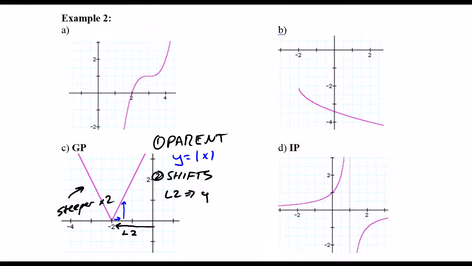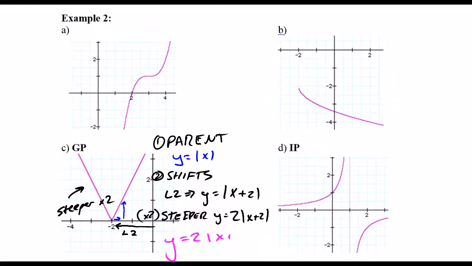What does that mean? y is equal to our quantity x plus 2. Left 2, we've added 2. How about our steeper? This is by 2. Steeper by 2. So y is equal to 2, getting steeper, and adding that. So what does that mean of our purple graph? Its function is y is equal to 2x plus 2.